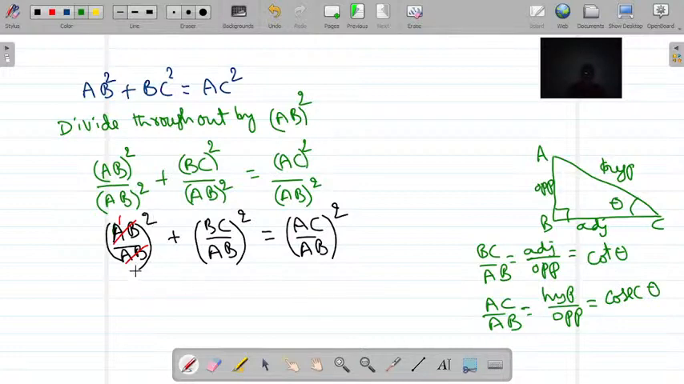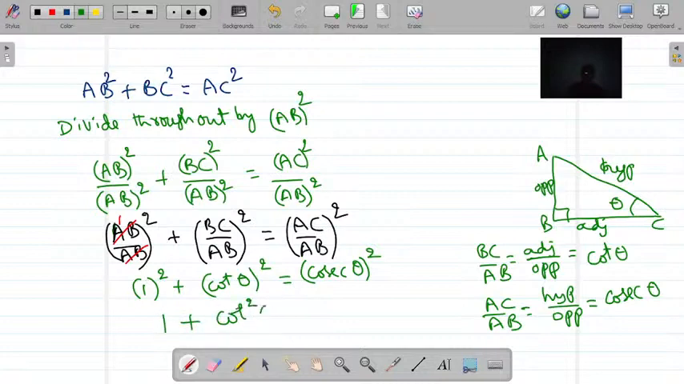So what can you write here? 1 square plus BC by AB, which is cot theta, whole square is equal to cosecant theta whole square. Now we can see that this is 1 plus cot square theta equal to cosecant square theta. This is your third identity. I hope all of you understood this.